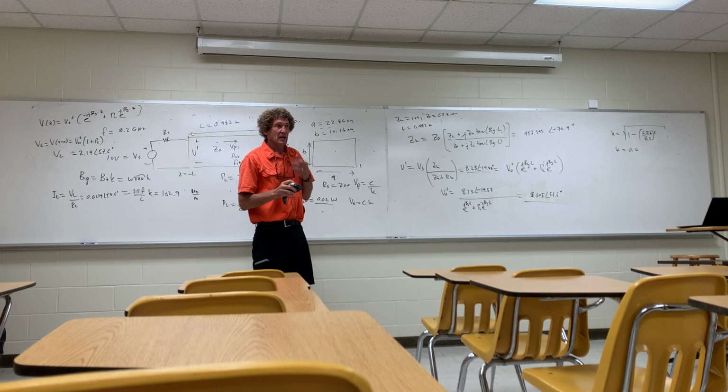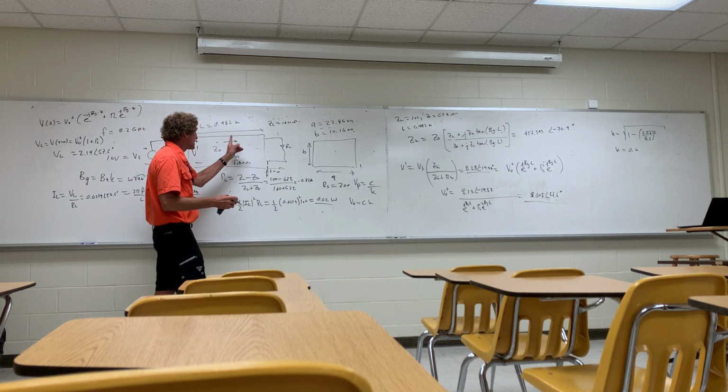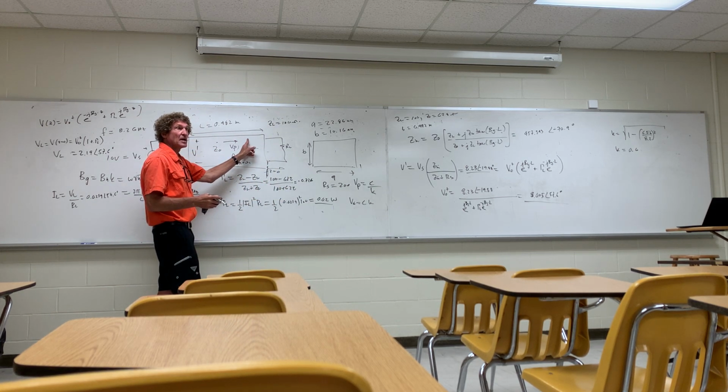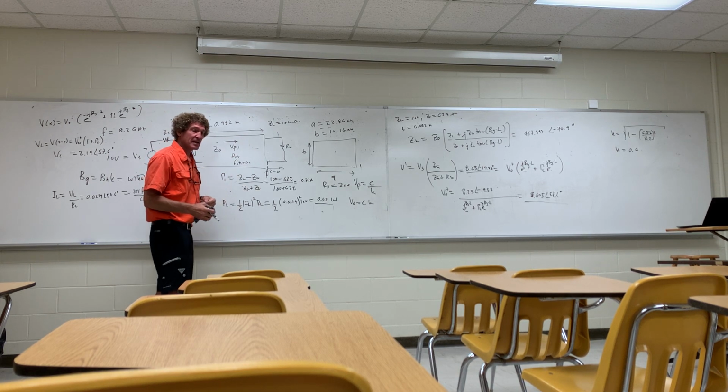Remember that. Okay, if I wanted the wavelength in the guide, how would I get it? The wavelength in the guide would be 2 pi divided by beta in the guide. Y'all hear me? Follow me on that, guys? So that would be the wavelength in the guide.